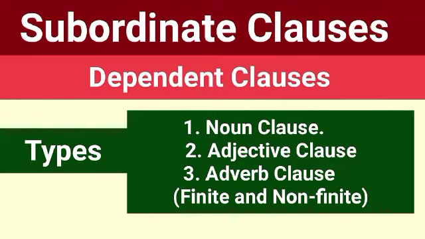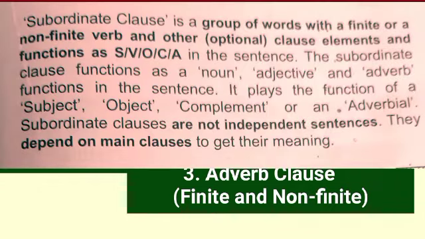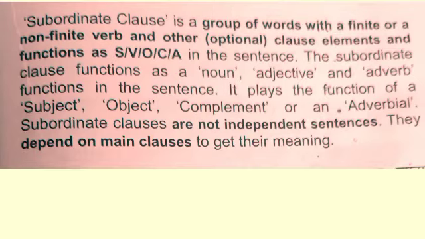In this video we'll talk about subordinate clauses. So let us try to understand what is a subordinate clause first. A subordinate clause is a group of words with a finite or a non-finite verb and other optional clause elements, and which functions either as subject, verb, object, complement or an adverbial in the sentence.